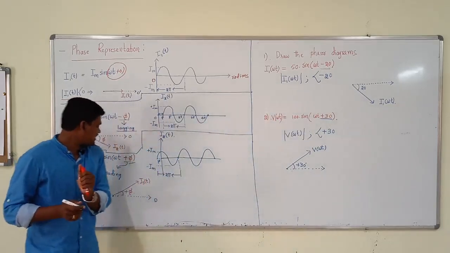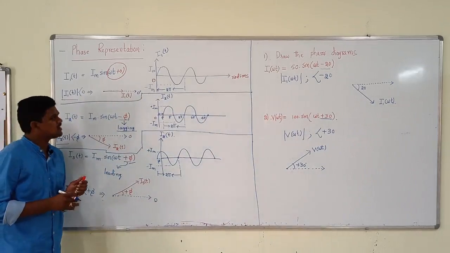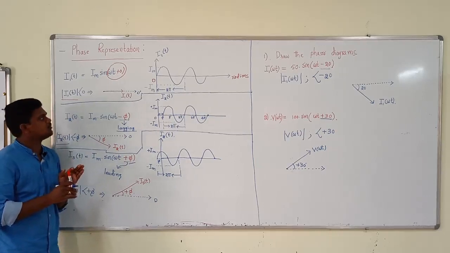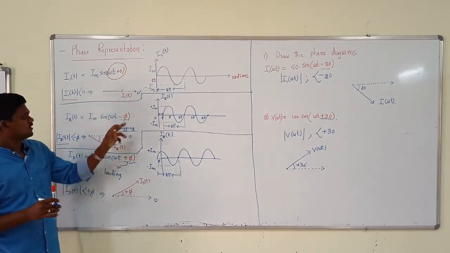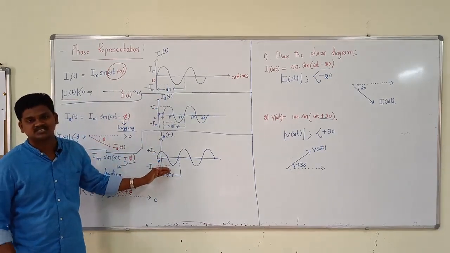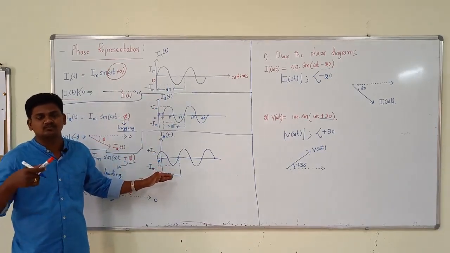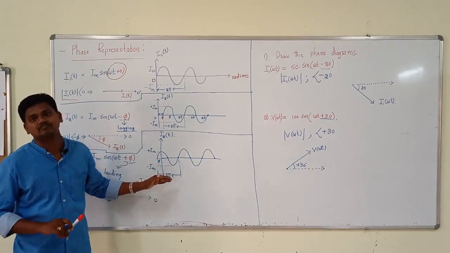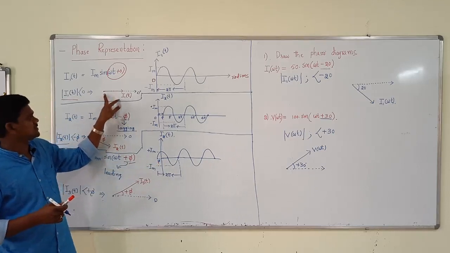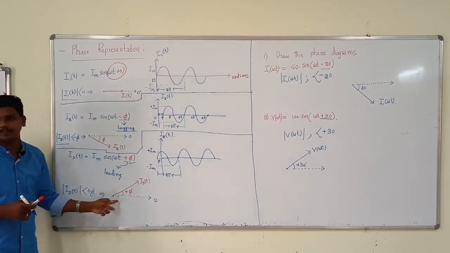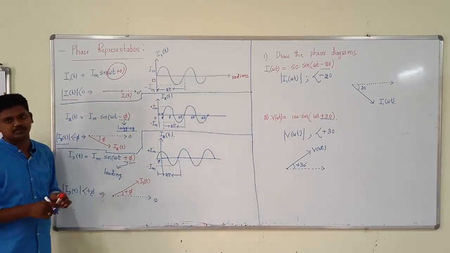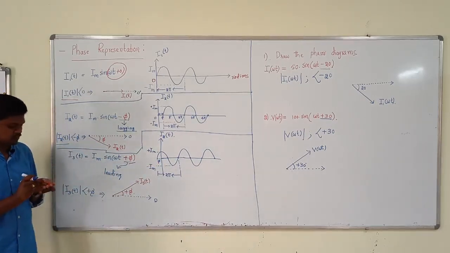The application of phasor representation is that it shows the difference between the waveforms. Every time, drawing these sinusoidal waveform representations is very difficult and takes more time. So to simplify this, we use a direct representation, simple diagrams. That's why we are using the phasor representation. Okay, this is about the phasor representation.